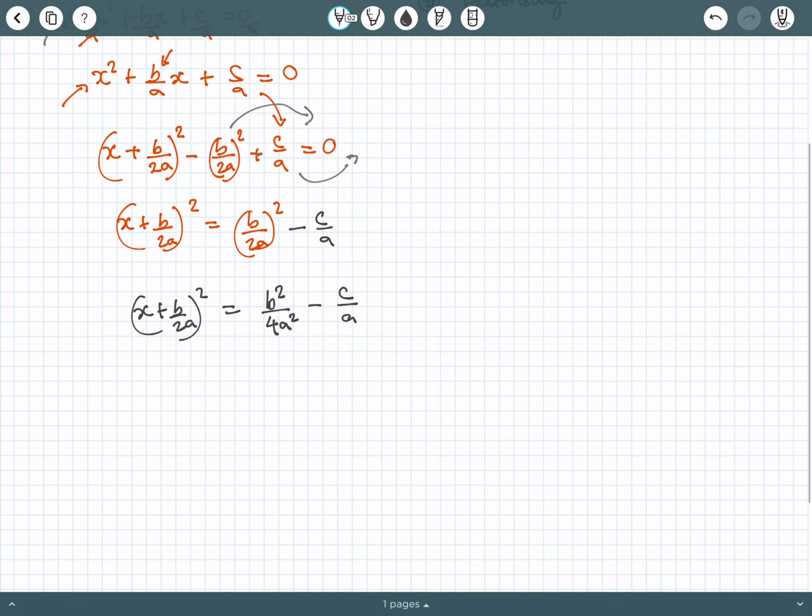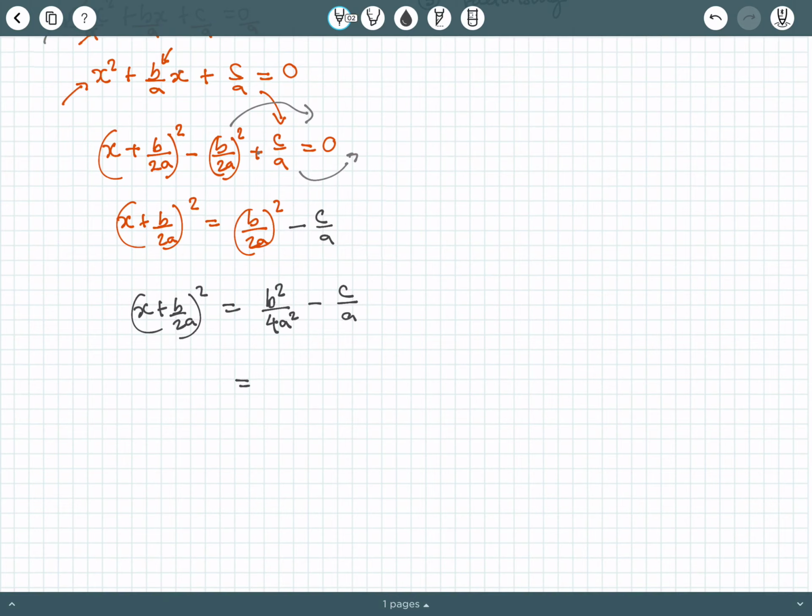and then I will find the common denominator here, which is 4a squared, so that's b squared minus 4a squared divided by a is just 4a, it's going to be 4ac at the top. Okay, the other way you can do this part here, if you're not sure, you just write b squared over 4a squared. If you're not sure what I've done, I'm just going to use a different approach here.